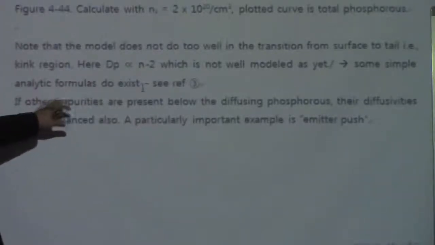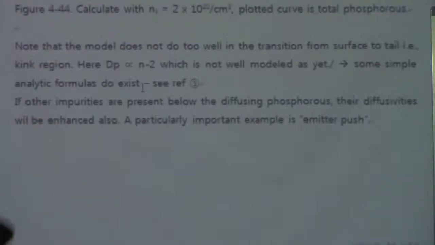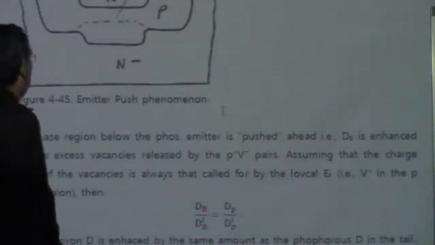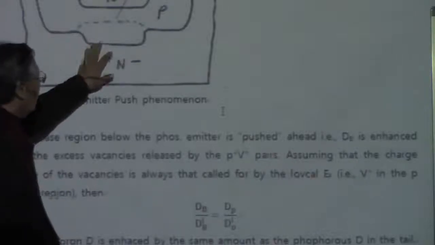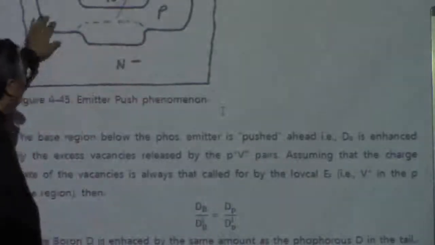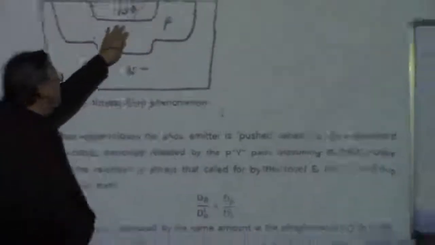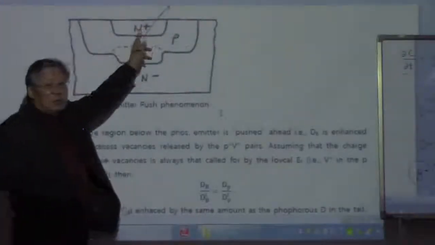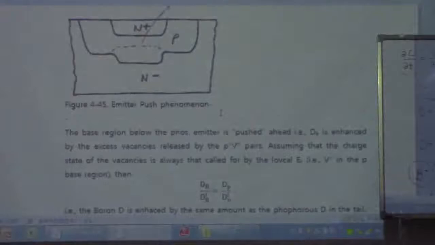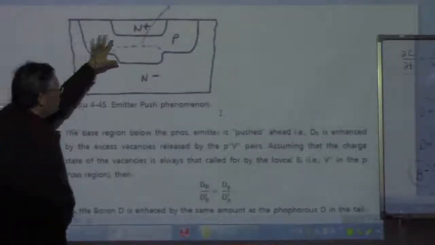And for some simple analytical formula, if other impurities are present below the diffusing phosphorus, their diffusivities will be enhanced also. The particularly important example is the emitter push. I talked about the emitter push last time, but here, if you have an N minus emitter and then a P boron base, not phosphorus, and then an N plus, if you use the phosphorus as an emitter, then we have a situation like this.